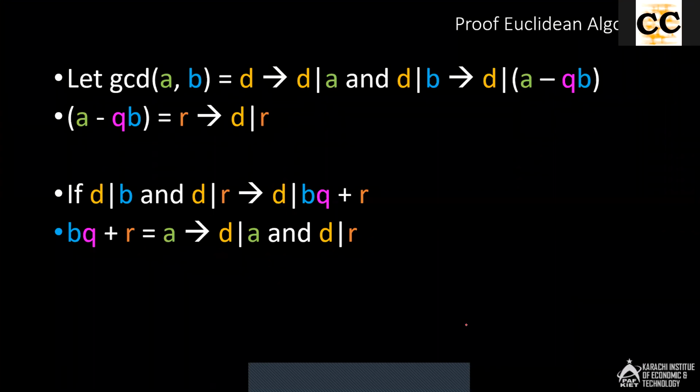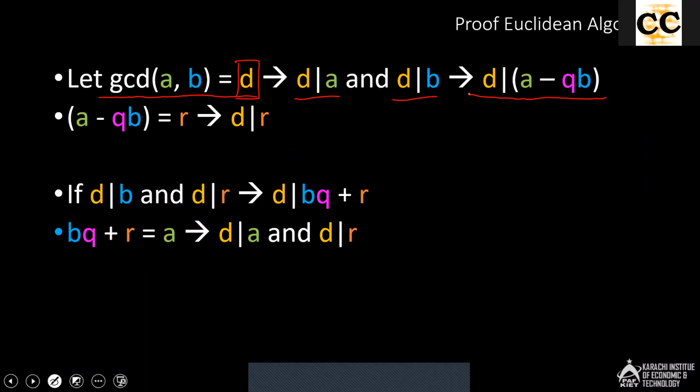So the proof of Euclidean algorithm is quite straightforward, and we start by assumption, and we say that GCD of A, B, let's say, is equal to some integer d. And what this really means is that d divides A and d divides B, which in turn implies that d will divide any combination of A and B using the rules of divisibility.